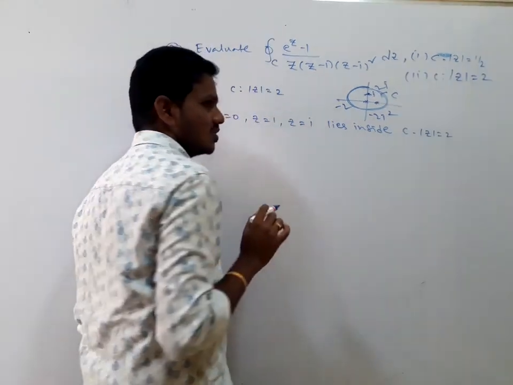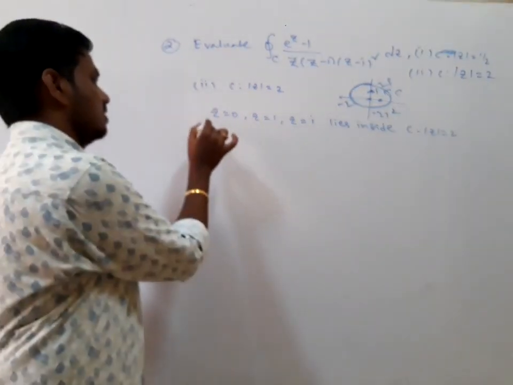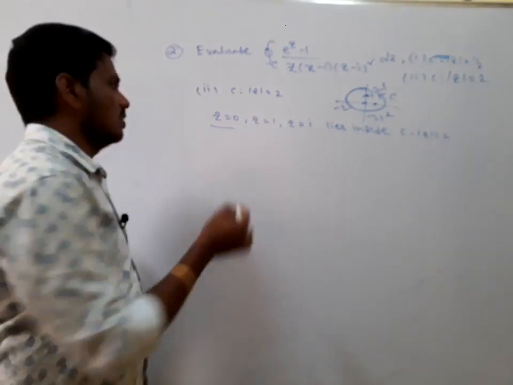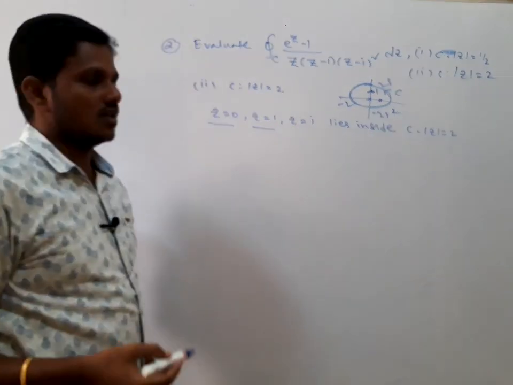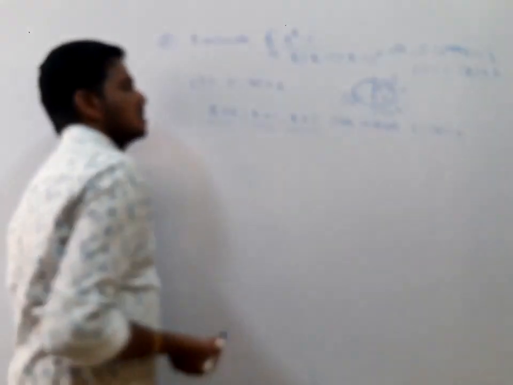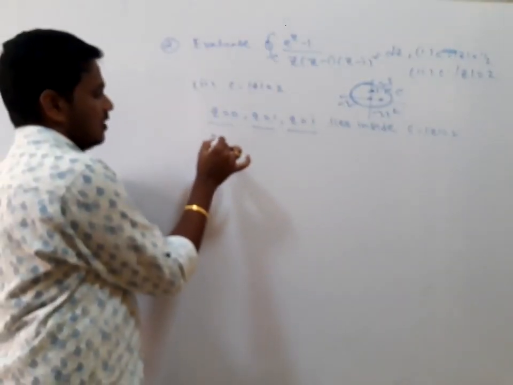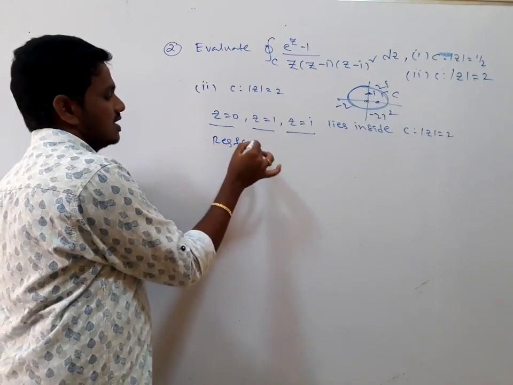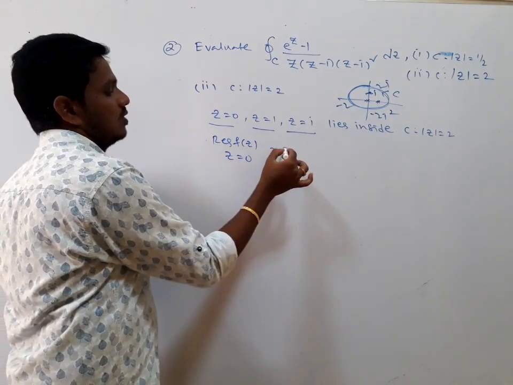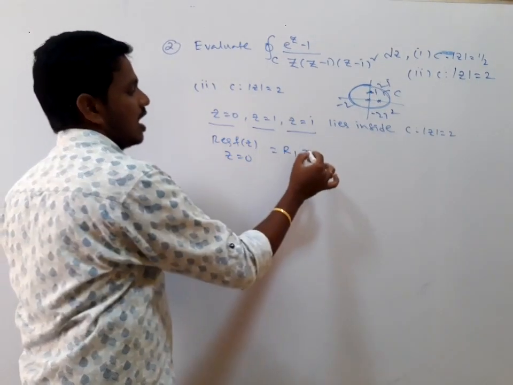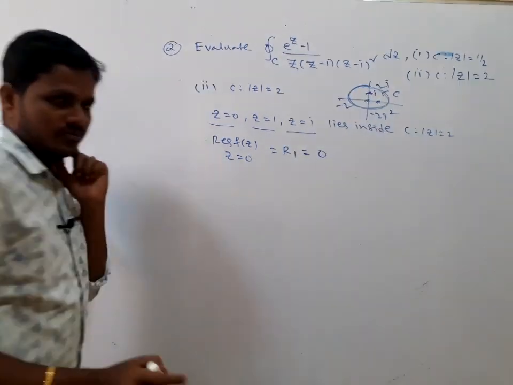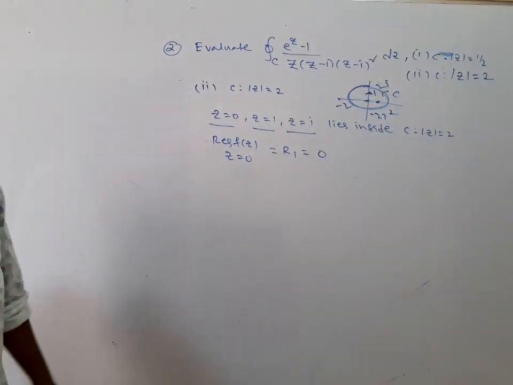That means how many residues do we need to find here? Residue of f(z) at z equals 0, residue of f(z) at z equals 1, residue of f(z) at z equals i. But you know that just now we found the residue of f(z) at z equals 0; it can be taken as r1 equals 0 from the previous problem. You will get the same thing, right? The function is the same.